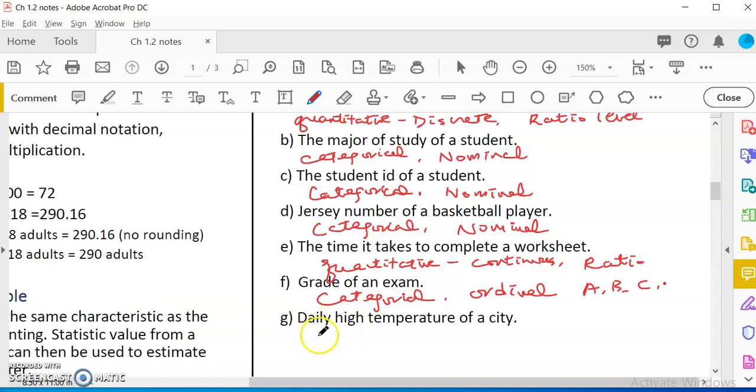Temperature, high temperature in a city. It's a number, right? So it's quantitative. And for temperatures, you can have a number in between any degree, so it's continuous. That means you can have 65.2, anything in between. And does zero mean nothing? No, zero is just a position. So it's interval level.